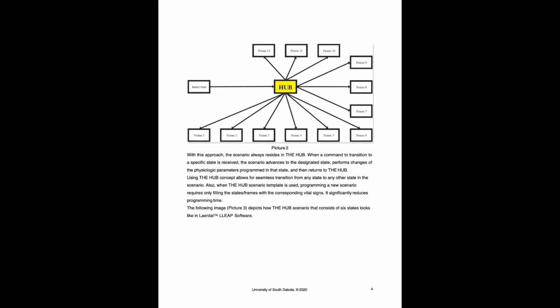With this approach, the scenario always resides in the hub. When a command to transition to a specific state is received, the scenario advances to the designated state, performs changes of the physiological parameters programmed in that state, and then returns to the hub. Using the hub concept allows for seamless transition from any state to any other state in the scenario. Also, when the hub scenario template is used, programming a new scenario requires only filling in the states or frames with the corresponding vital signs, significantly reducing the programming time.